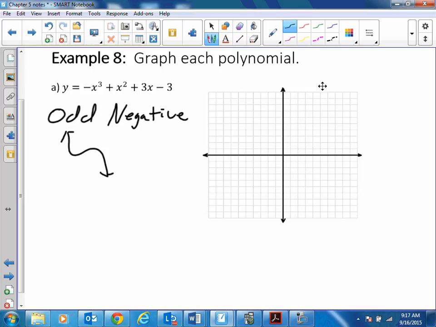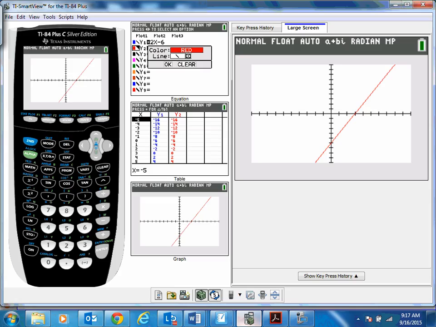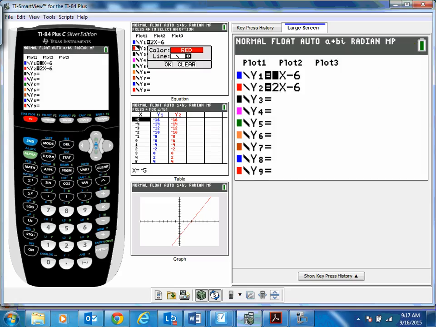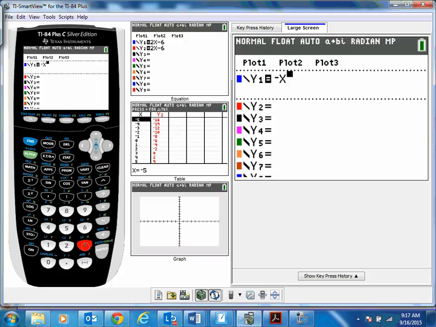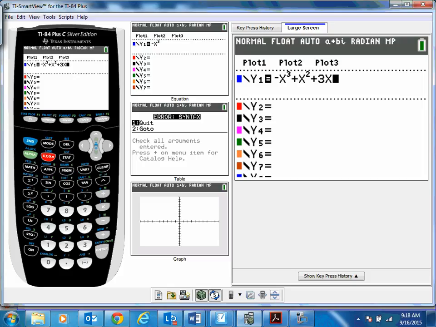So just to get a good picture of what the graph should look like, after you do that right now, mostly we're just going to be using our graphing calculator and plotting points that fit on there. So get your graphing calculator out. Go to y equals, negative x to the power of 3 plus x squared plus 3x minus 3.